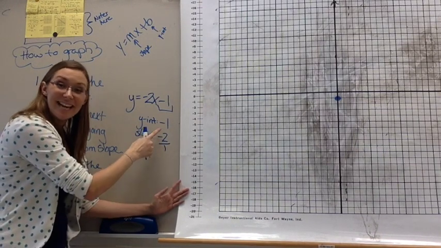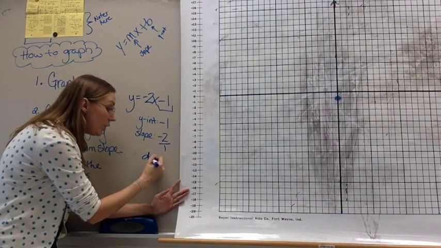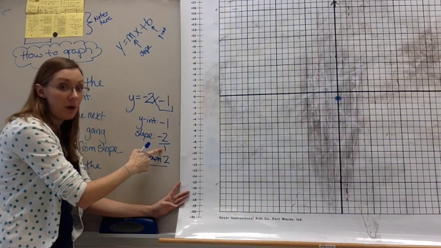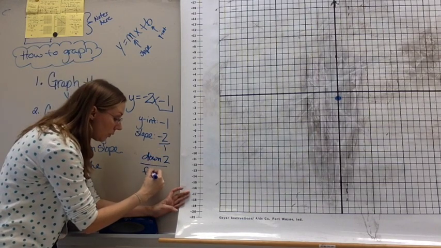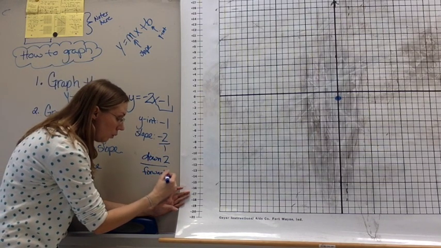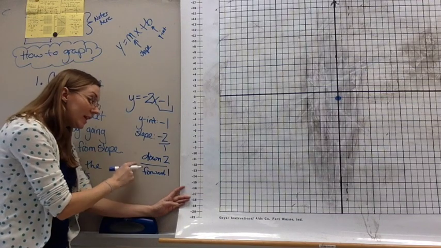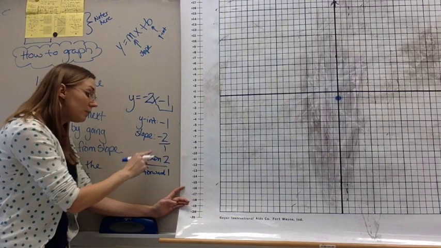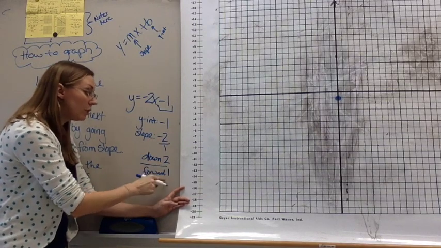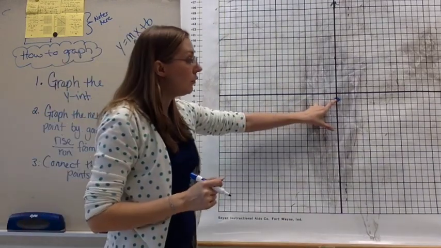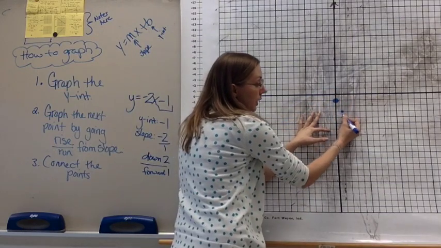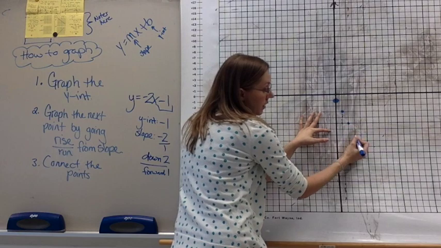Since my rise is negative, I'm going to go down 2, my 1 is technically still positive, so then I'm going to go forward 1. I want you to write this in your notes. I'm not writing it for me, I'm writing it for you, okay? This slope means, because it's negative, down 2, forwards 1. So watch what happens. I'm going to go from here, not from my origin, but from here, down 2, forwards 1. Down 2 boxes, forwards 1.